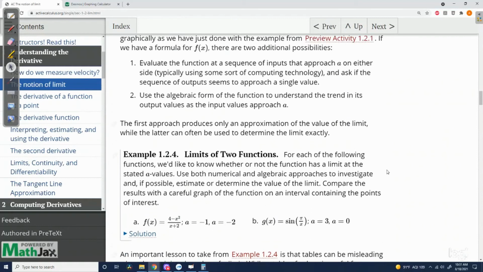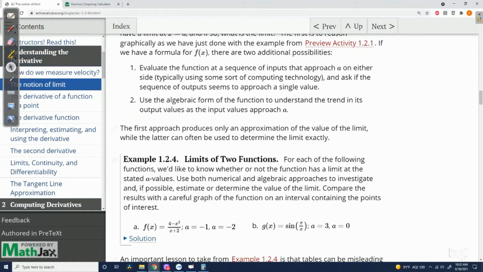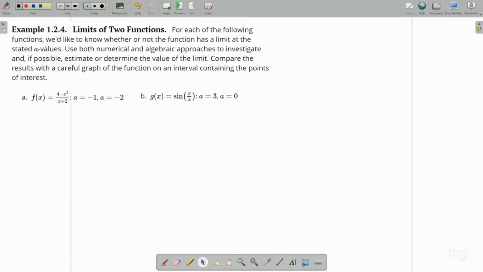Okay, so what we can do with this is, how do you answer the question? Well, you can use the calculator, you can look at the graph, you can look at it algebraically. And so we're just going to look at this example down here, example 1.2.4, to go through that. Okay, so what do we have here? For each of the following functions, we'd like to know whether or not the function has a limit at the stated a values. Use both numerical and algebraic approaches to investigate and, if possible, estimate and determine the value of the limit.